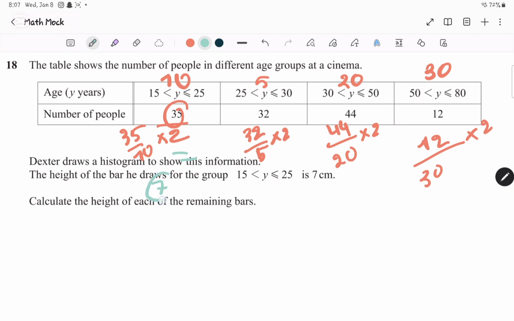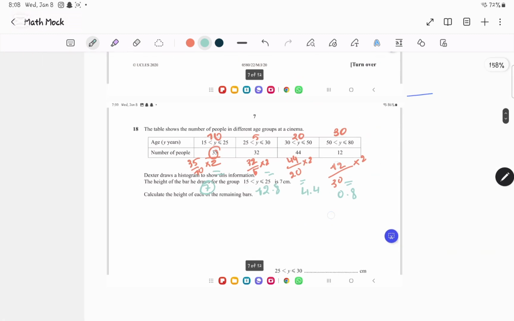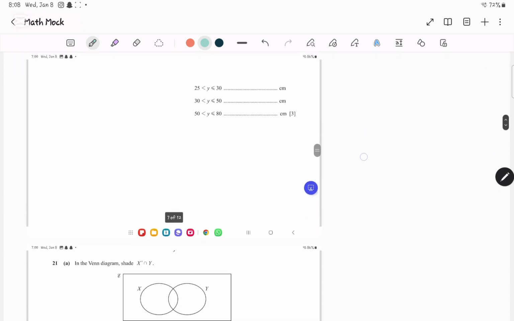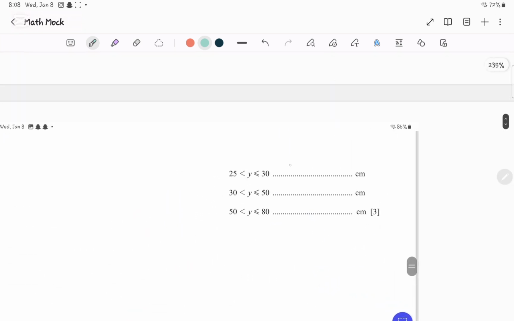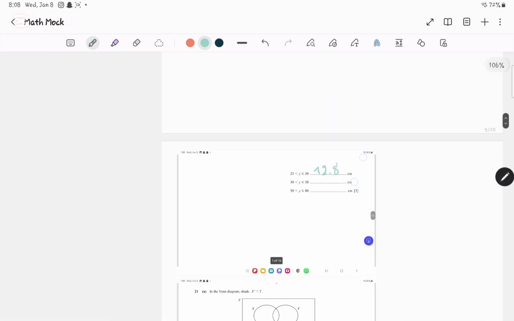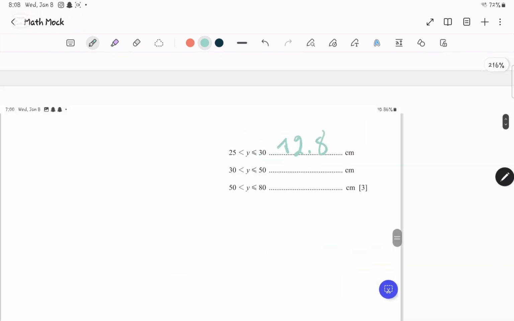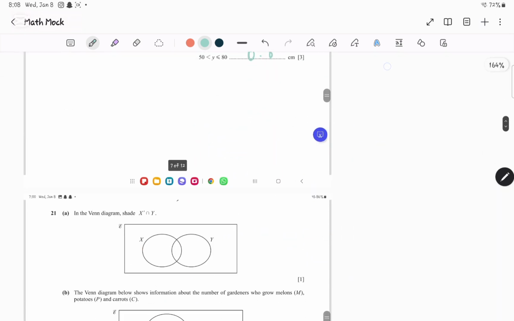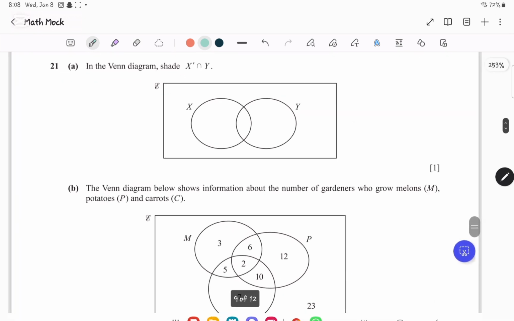So for the first one, it's given that it was 7. The second one, we get it to be 12.8. The third one, we get it to be 4.4. And then the last and final one, we get it to be 0.8. And just like that, we finished question number 18. Oh, actually, I think we should write the answers here. So here it's 12.8, then 4.4, 0.8. Okay, now we move on to question number 21.